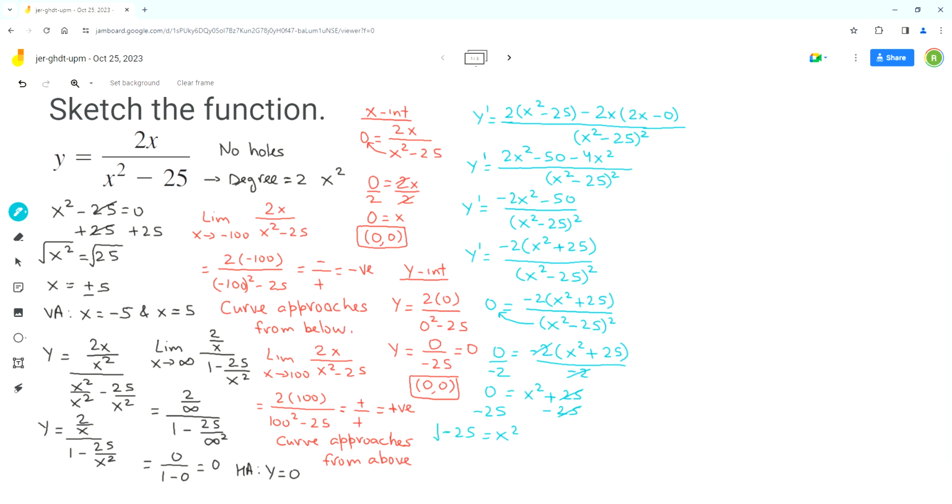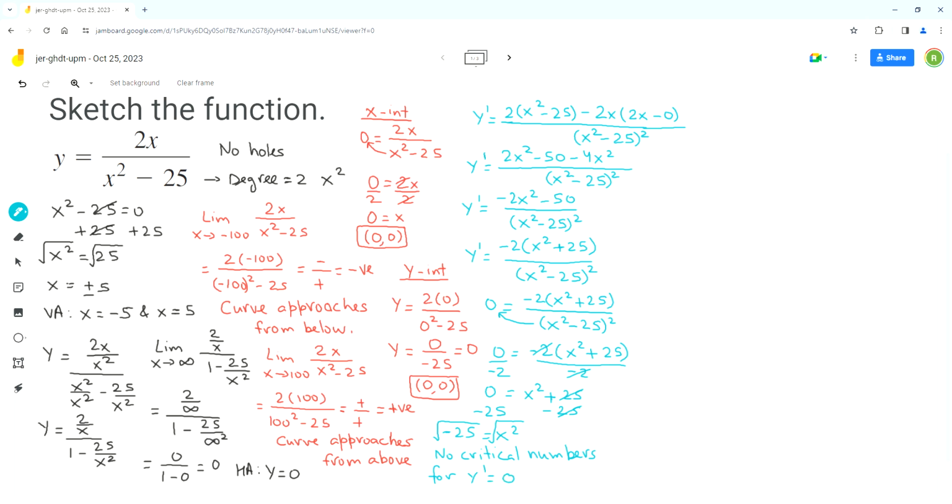And now we can apply square root to both sides. Now the square root of a negative number is not a real number. So that's why there are no critical numbers for which y prime is equal to 0. So that's our conclusion for this part. So no critical numbers for y prime equals 0.